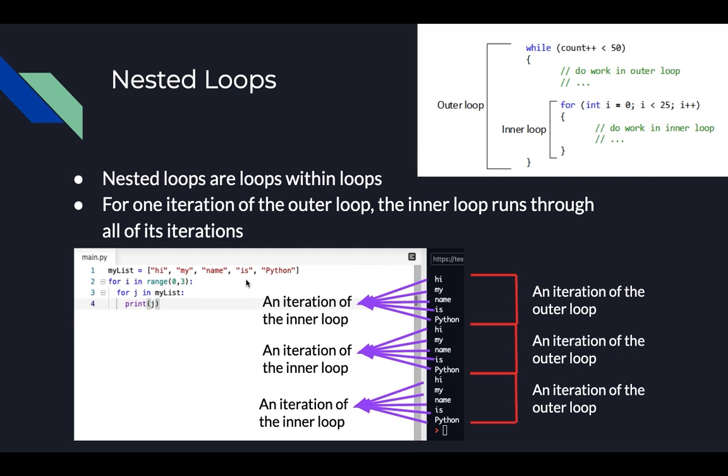As you can see in this example, I'll go over this slowly. So we have a list, right? It's called my list. And it has the string values "hi", "my", "name", "is", "Python" inside of it. And then we have a loop here, right? This is a for loop. So we're saying for i in range 0 to 3.